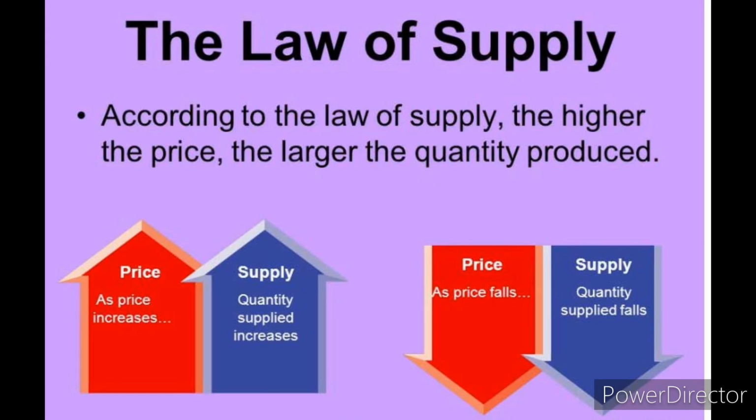The law of supply. According to the law of supply, the higher the price, the larger the quantity produced. As price increases, quantity supplied increases. As price falls, quantity supplied falls.